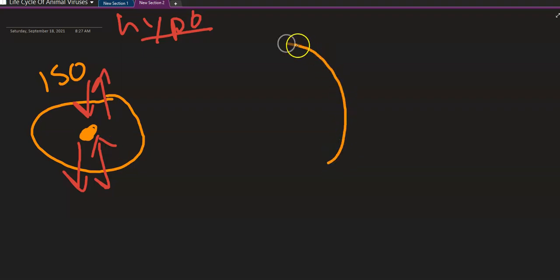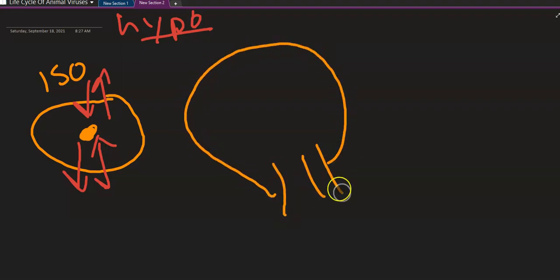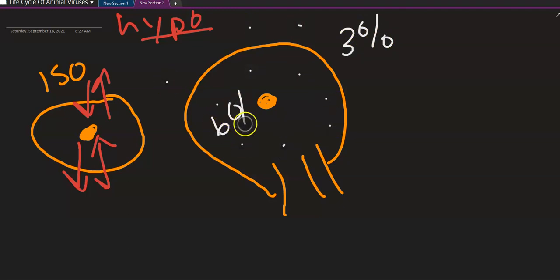Remember, water is going to be drawn in. So let's draw our solutes. Remember, hypotonic means that the solute concentration in the environment is going to be lower than in the cell. So we have 3% outside of the cell, the extracellular environment, and then 6% inside the cell. So we have a higher solute concentration in the cell than outside of the cell. So the environment is hypotonic. Water then is going to follow the salt and move into the cell.